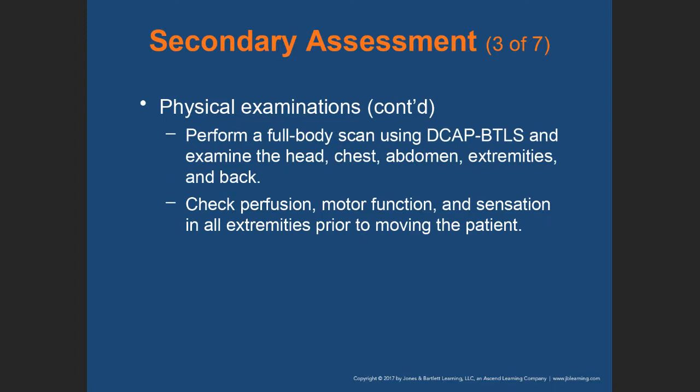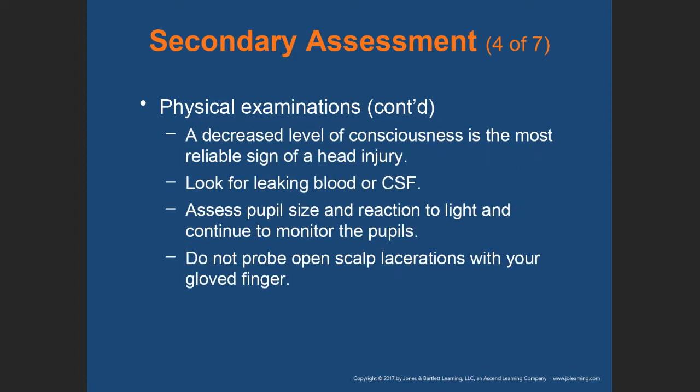Perform a full body scan using DCAP-BTLS. Examine the head, chest, abdomen, extremities, and back. Check perfusion, monitor function and sensation in all extremities prior to moving the patient. A decreased level of consciousness is the most reliable sign of a head injury. Look for leaking blood or CSF, assess pupil size and reaction, and if you're seeing unequal pupils, that's a red flag that there might be some pressure building up inside of the brain. Do not probe an open scalp laceration with your gloved finger.